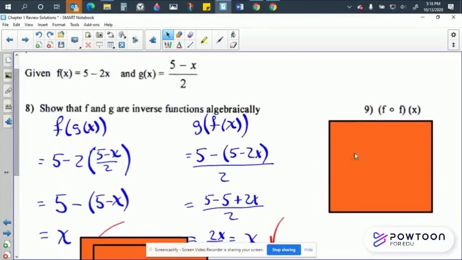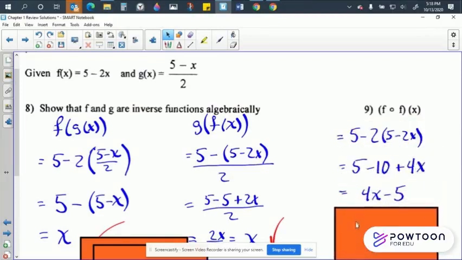Now, to find f of f of x, we're just plugging f of x in for x in f of x. And when you do that and go through your simplifying, you end up with 4x minus 5.